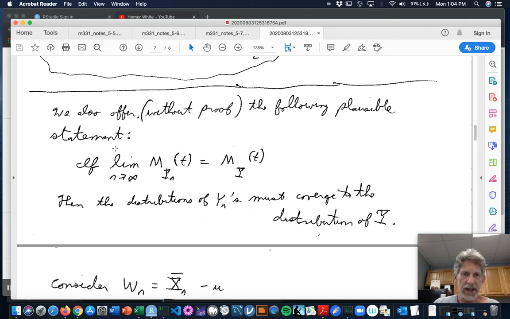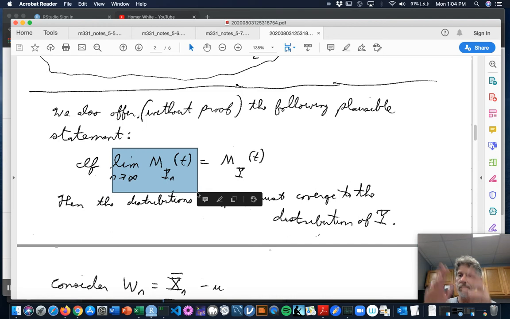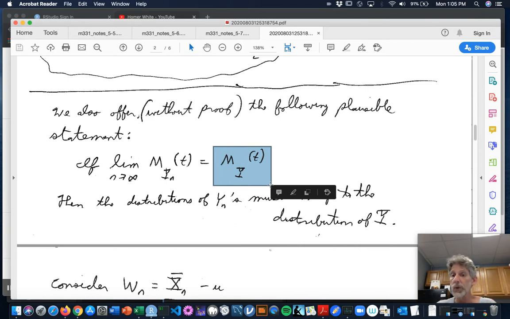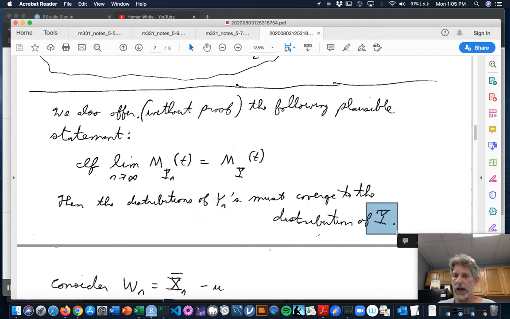Now, suppose that those moment-generating functions converge to some one function that is a moment-generating function for some random variable y. So suppose your moment-generating functions converge to something that's the moment-generating function for some new random variable y. Then guess what? The distributions of the yn have to converge to the distribution of y. The yn have to look more and more like y as n goes to infinity. This is going to be the key to the central limit theorem.